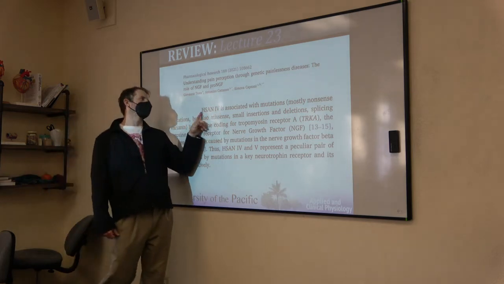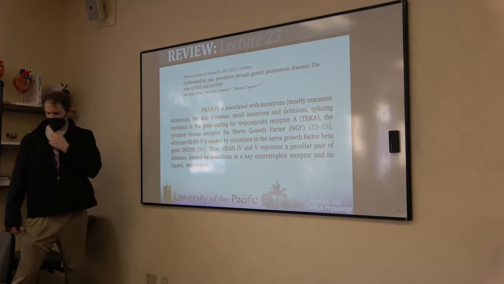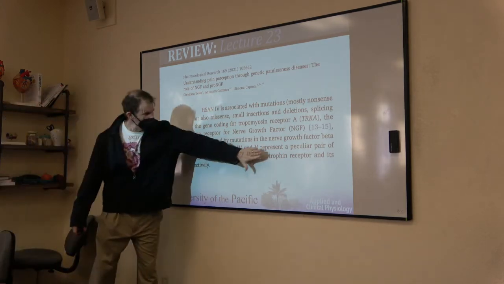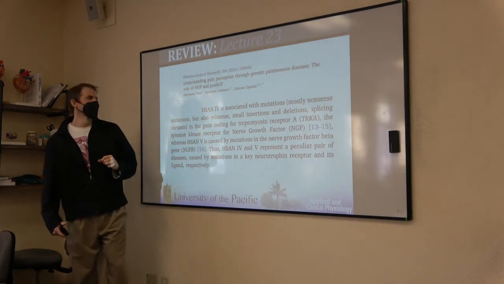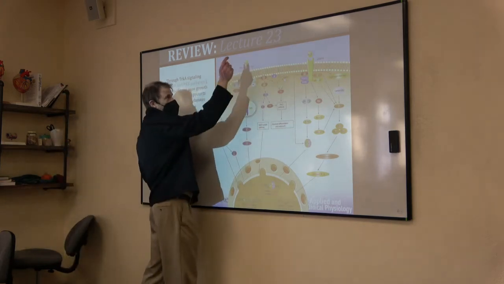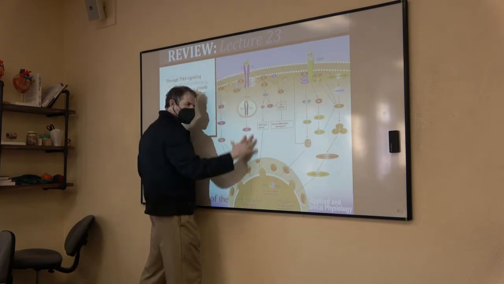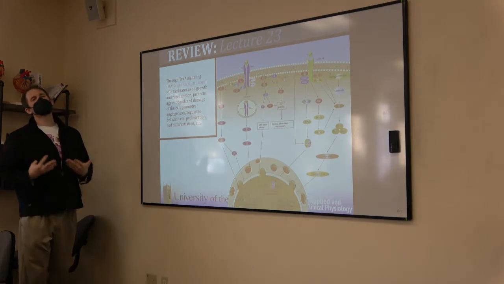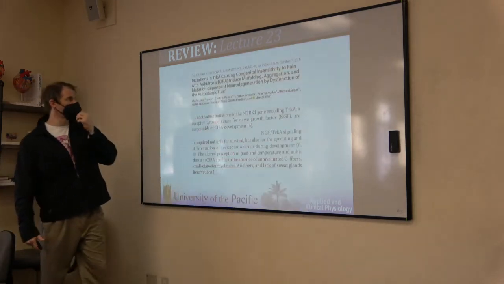This right here is classic CIPA, which is mutations of TRKA, tropomyosin receptor kinase A. That's the receptor for nerve growth factor. You can also have a mutation in nerve growth factor itself. And so if you don't get nerve growth factor, or you don't have TRKA, or they're not functional, you don't get that nerve growth factor signaling cascade for the health and survival of your nerves.